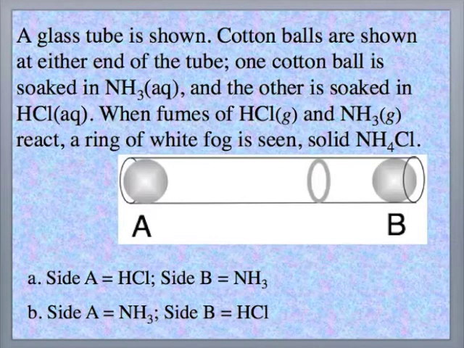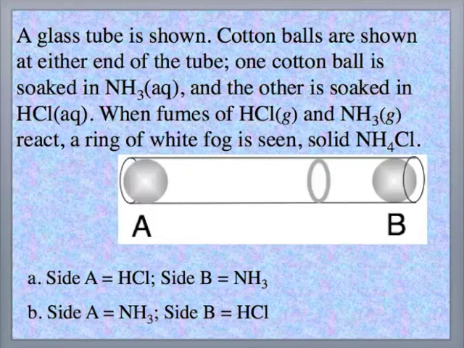You have a glass tube, and cotton balls are used, and one cotton ball is soaked with ammonia. Ammonia has a mass of 17 grams per mole. The other is soaked in hydrochloric acid. HCl has a molar mass of 36.45. So the HCl is roughly double the mass of the NH3 gas. So both of these, although they're in solution, they're outgassing ammonia gas and hydrogen chloride gas.